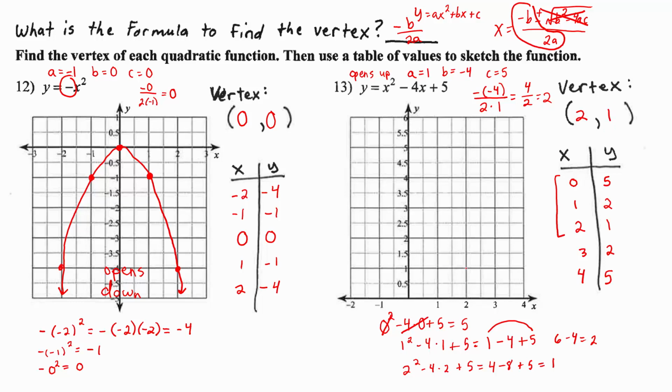Since it opens up, this should be our lowest point. And then we've got 1, 2, and 3, 2, and then 0, 5, and 4, 5. If you're looking at my scale on this, it goes by halves. So you got to be careful that you put your points in the right place. Again, I would draw better if I was on paper than on the computer. And see, it does in fact open up like we predicted.